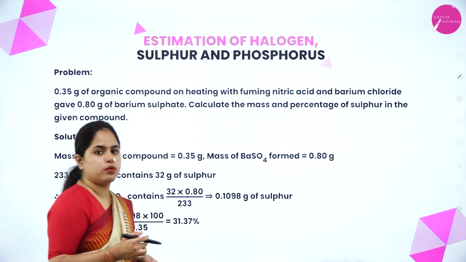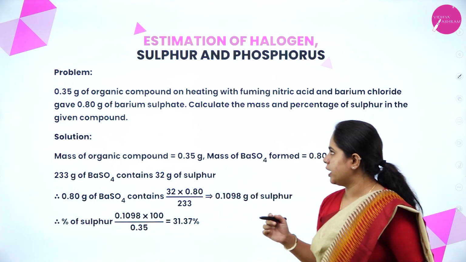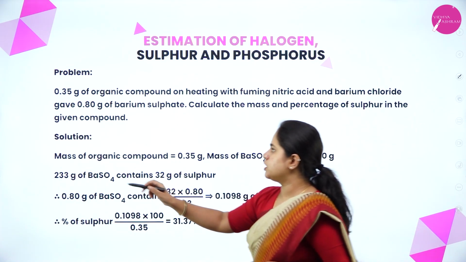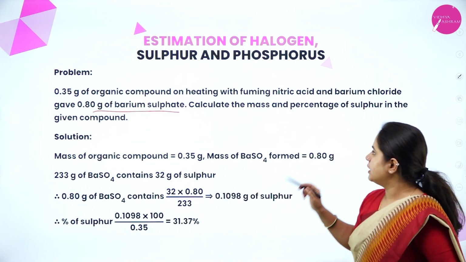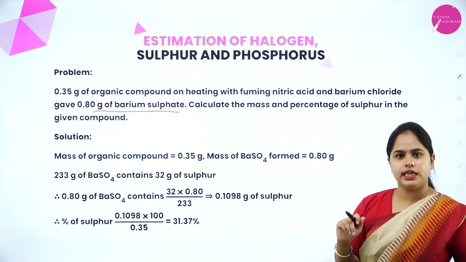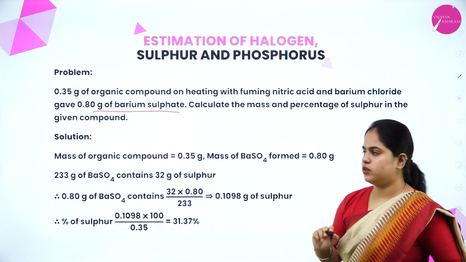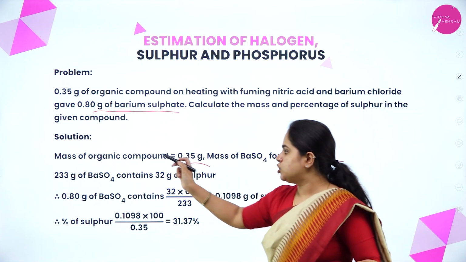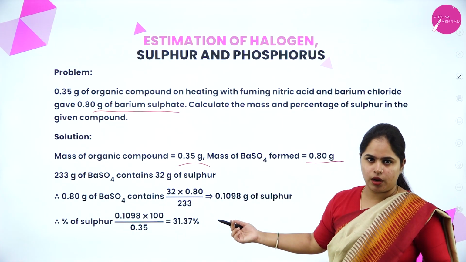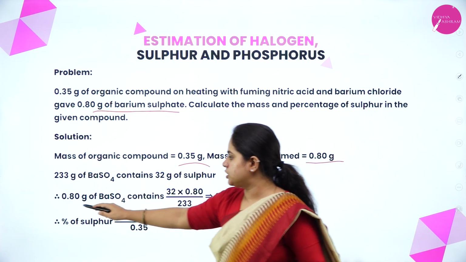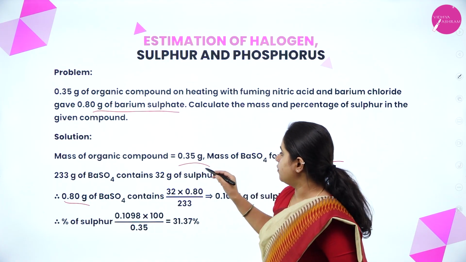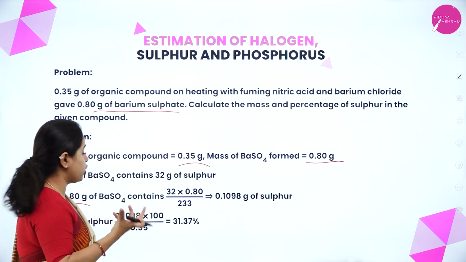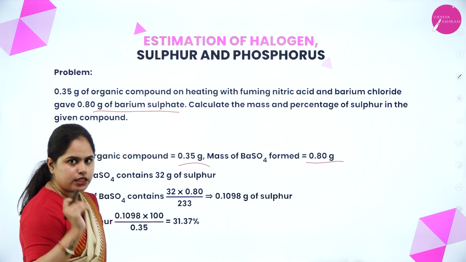Now again, let's do a problem based on this. 0.35 gram of organic compound on heating with fuming nitric acid and barium chloride gave 0.80 gram of barium sulfate, right? Calculate the mass and percentage of sulfur in the given compound. So, the mass of organic compound is already given, 0.35 gram. The mass of barium sulfate formed is also given. So, 233 gram of barium sulfate contains 32 gram of sulfur. It is given as 0.80 gram of barium sulfate, so how much sulfur is there in 0.80 gram? That is what we have to calculate.